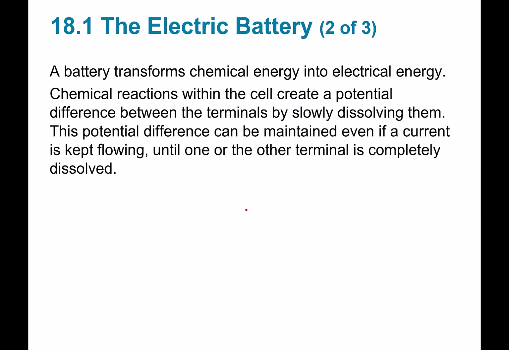So, a battery transforms chemical energy. We don't have to work on the chemistry part of it, but we can know from basic fundamentals that a battery transforms chemical energy into electrical energy, and chemical reactions within a cell create a potential difference between the terminals by slowly dissolving them, just as we looked at in the previous slide. This potential difference can be maintained even if current is kept flowing until one or the other terminal is completely dissolved. That's what we were talking about.